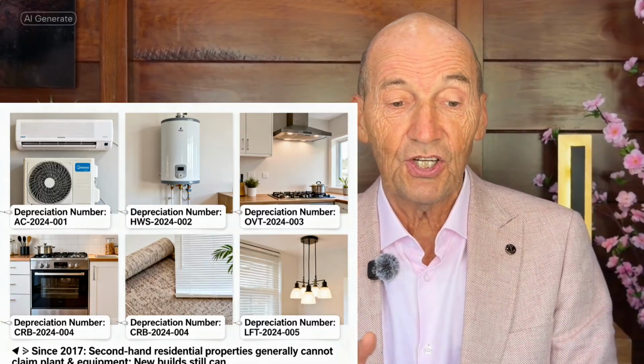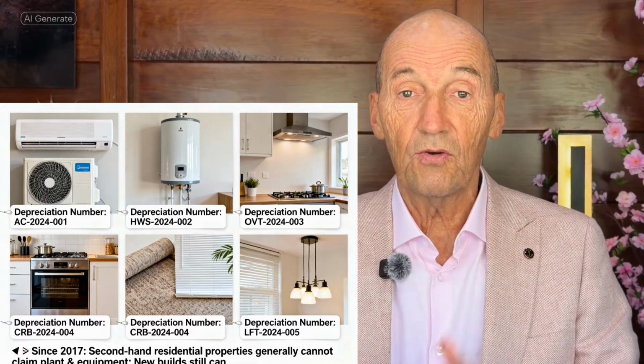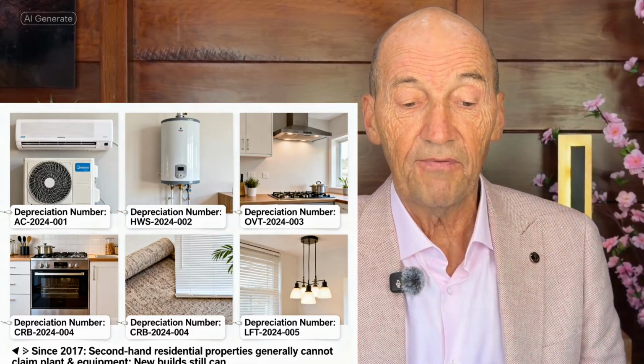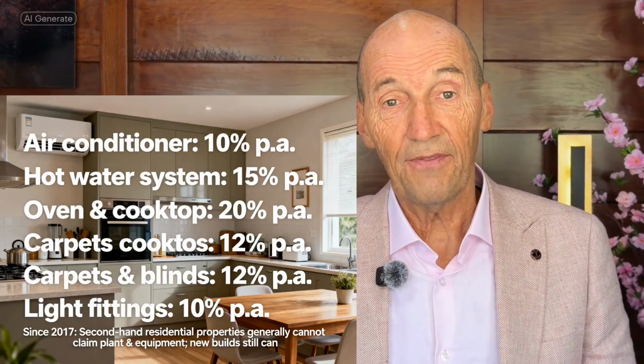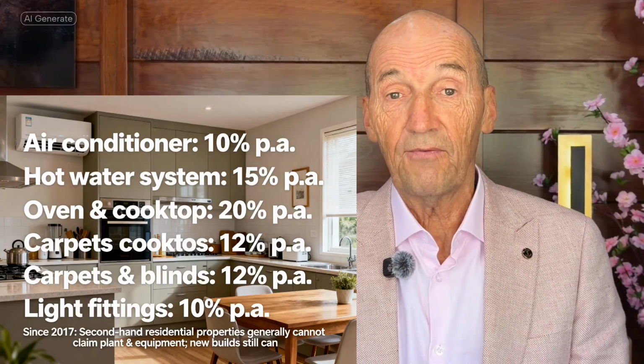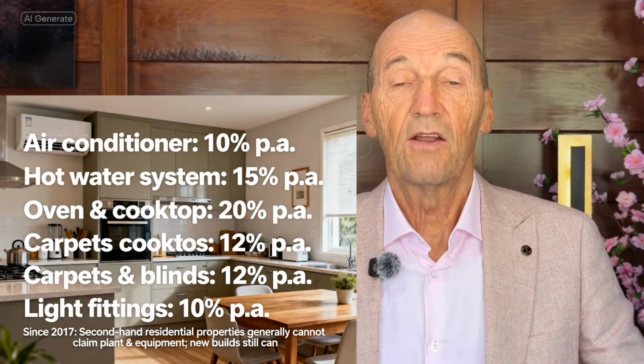Plant and equipment inside your property, things like air conditioners, hot water systems, oven, cooktops, carpets and blinds, light fittings, they're also depreciated, but it's a different schedule, so it'll depend on the item. So talk to your accountant, but they can usually be depreciated anywhere from 3 to 5, 7 years. You need to talk to your accountant to actually figure out what's the maximum or minimum period you can depreciate these items over. So they're separate from your actual building of the property itself.